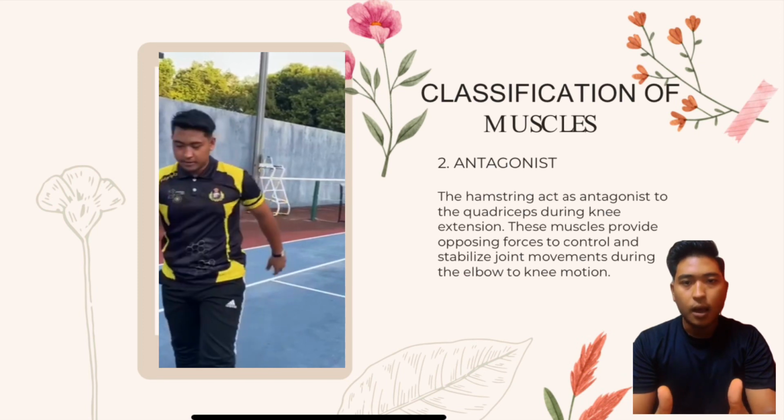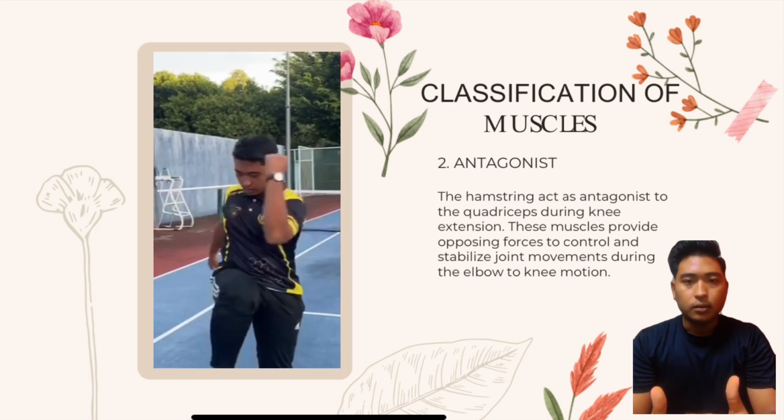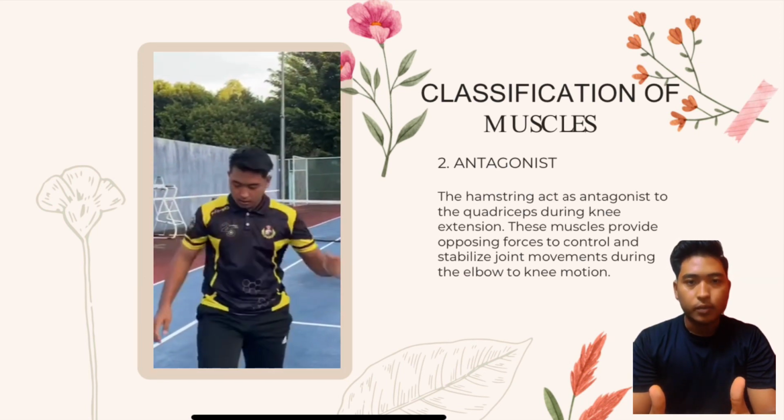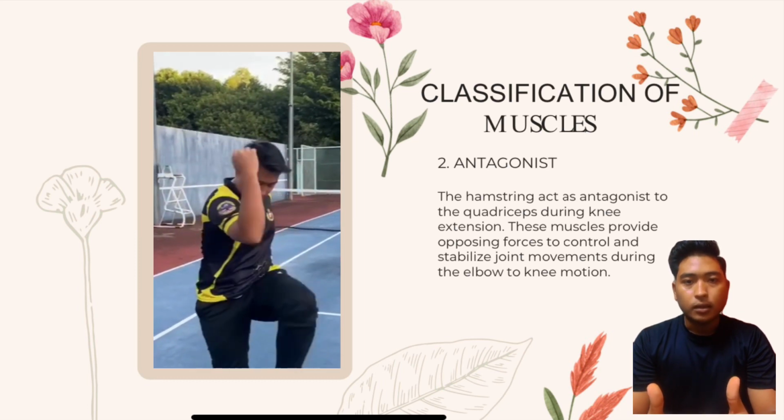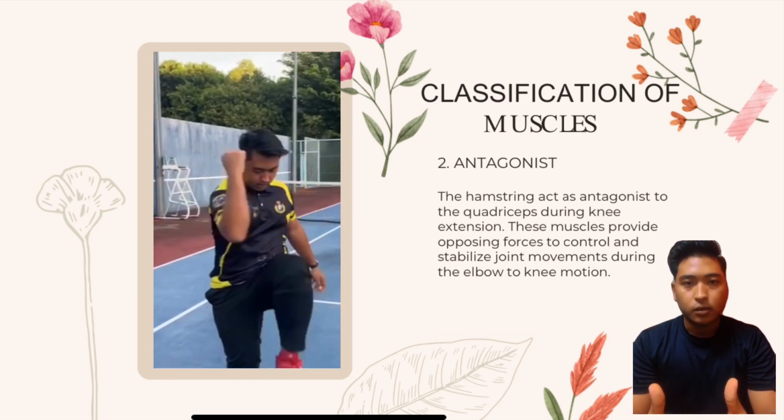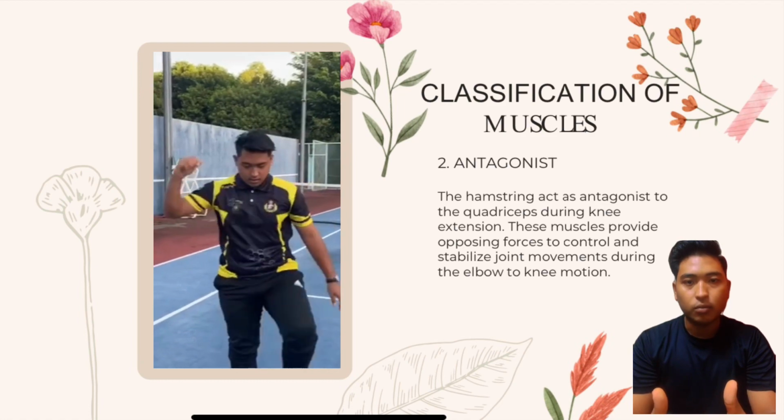Second is antagonist. The body part involved is the knee. The hamstring acts as antagonist to the quadriceps during knee extension. This muscle provides opposing forces to control and stabilize joint movements during the elbow to knee motion.